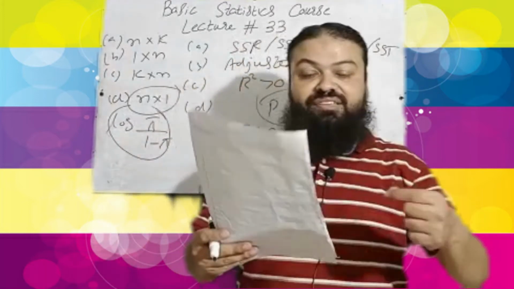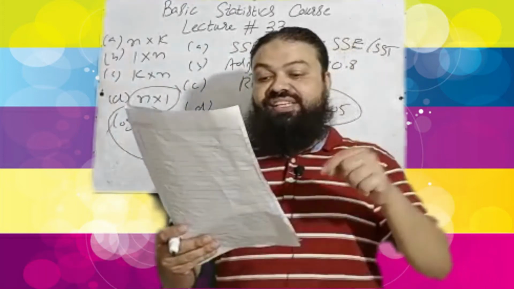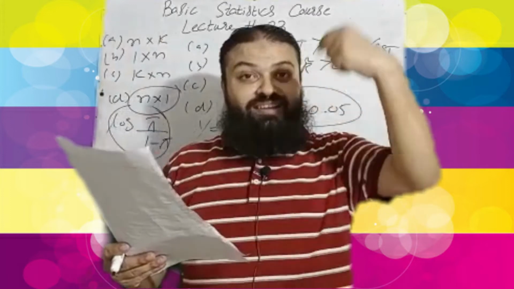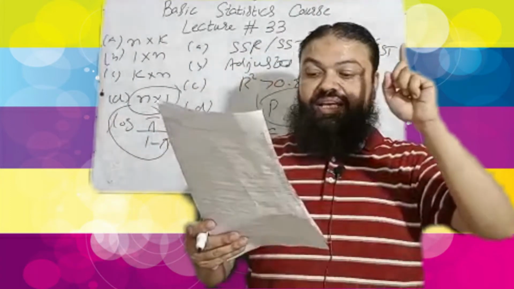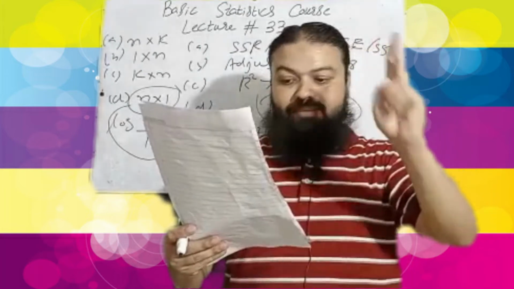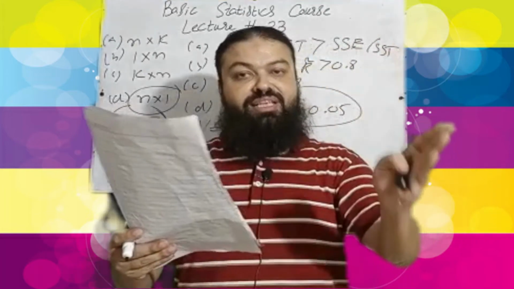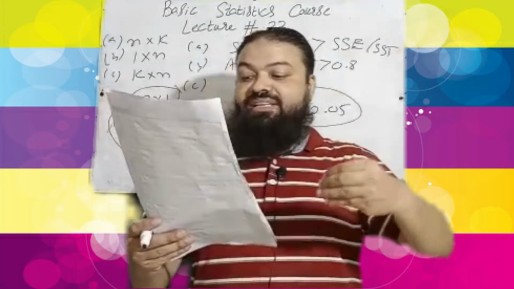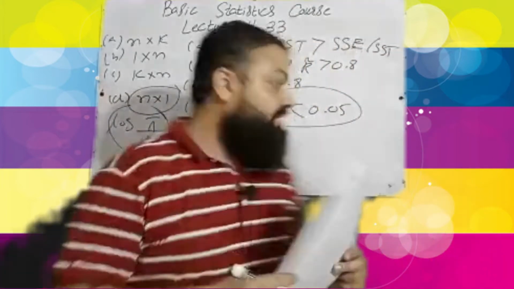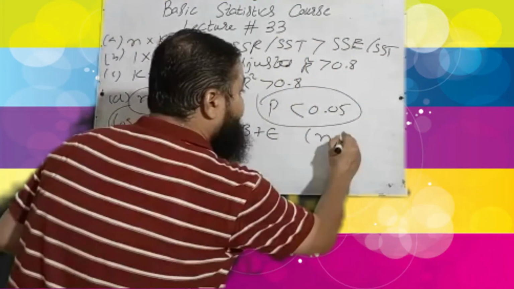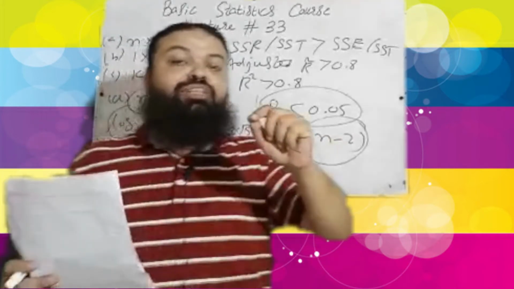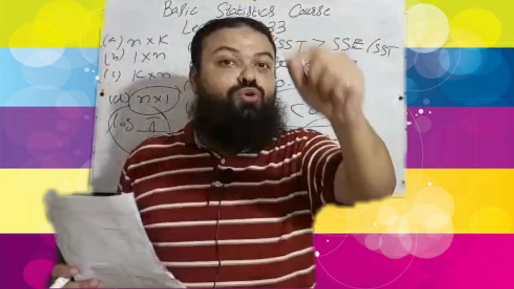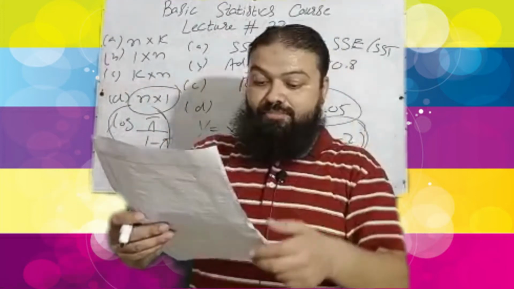Question number 13. What are the degrees of freedom used to test the significance of slope regression coefficient in a simple linear regression equation? A. n minus 1, B. n minus 2, C. n minus 1 and n minus 2, D. n minus 1 into n minus 2. Dear students, n minus 2 is the correct option in the exam. That is the degree of freedom when we test the significance of the slope in the simple linear regression model.